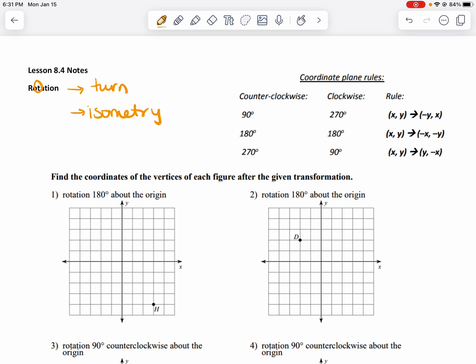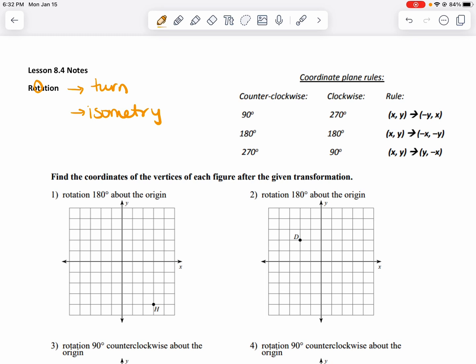I want you to focus on these coordinate plane rules right here. This is what's going to guide us through our lesson today. Every time you're going to rotate something, you're going to go back to here and say, okay, am I rotating something counterclockwise? Am I rotating something clockwise? And then we're always going to focus on the rule, whatever they're going to tell us to do. These rules are going to be on the review worksheet on Wednesday, as well as the quiz on Thursday. So you don't have to memorize this, but you do have to be familiar with it.